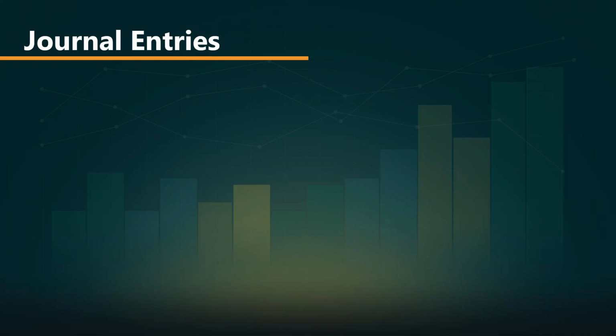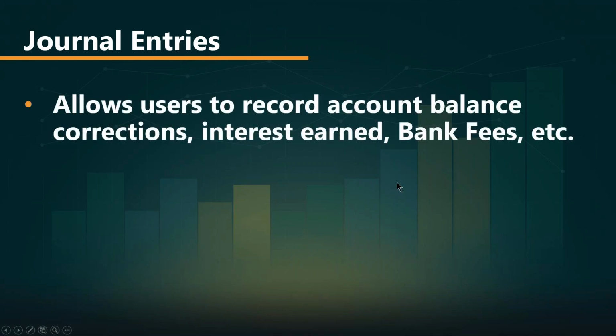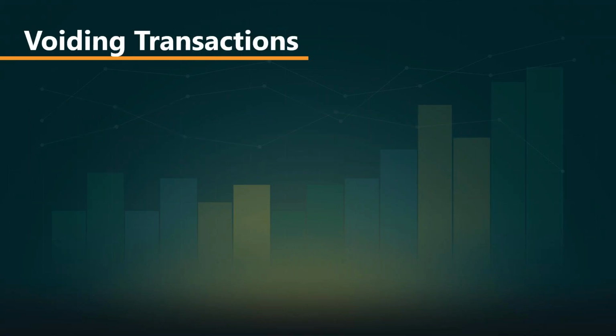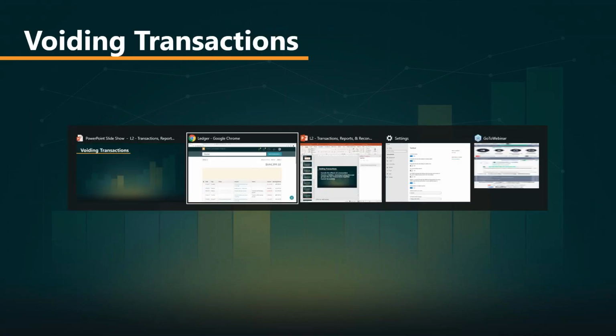Okay, let's go into journal entries. So with journal entries, they're going to allow users to record account balance corrections, enter in interest earned, and enter in bank fees. I've also seen people use journal entries to enter in complex payroll transactions as well, because you can go in and do any kind of credits and debits at that point in time. Okay, so with this, you can utilize all four account types.